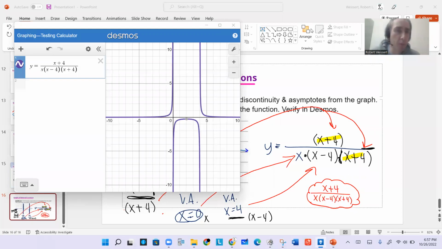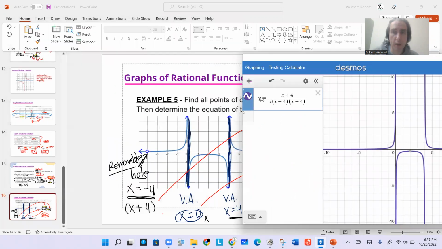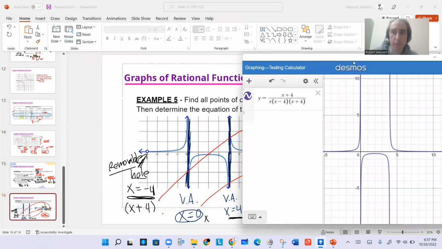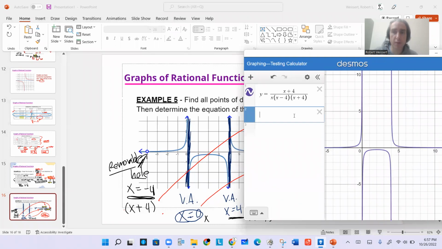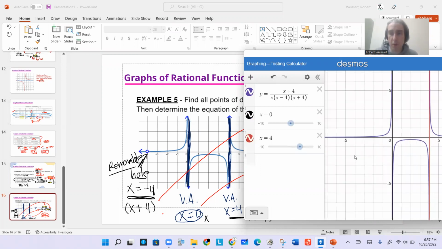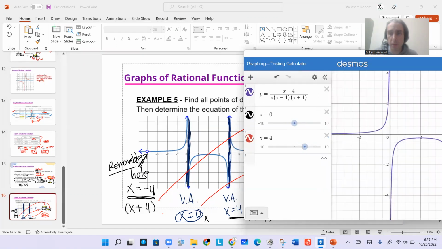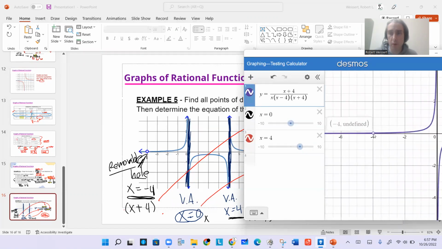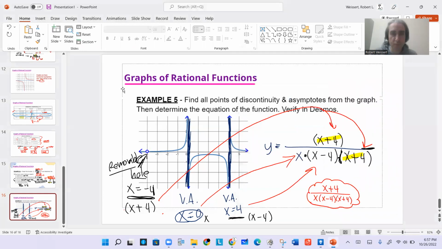Okay, I have this graphed in. I put y equals x plus 4 over x, x minus 4, x plus 4 all in the denominator. The y equals isn't necessary, but I'm just used to writing it in function form. And if you look over here at the graph, it's a replica of what we have on paper here. You'll see it's got a vertical asymptote at x equals 0. That's there. It's got one at x equals 4. And if you zoom in a little bit and hover over -4, you'll get that undefined hole in the graph point. So everything is there. We got our graph.